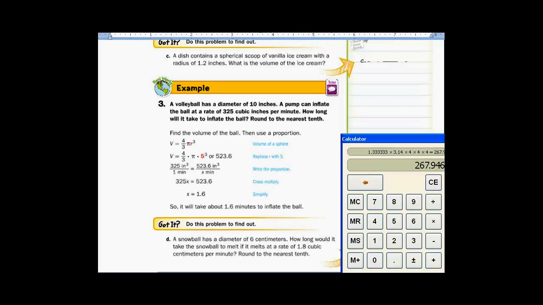So we first need to find out how much the pump is going to have to do. We need to find the volume of that ball. So it is 4/3 times pi times r cubed. So let's do 4 divided by 3, times pi, 3.14, times r cubed. The diameter is 10, so the radius would be 5. So times 5 times 5 times 5. 5 times 5 is 25, times 5 is 125. Or you could just multiply it out.